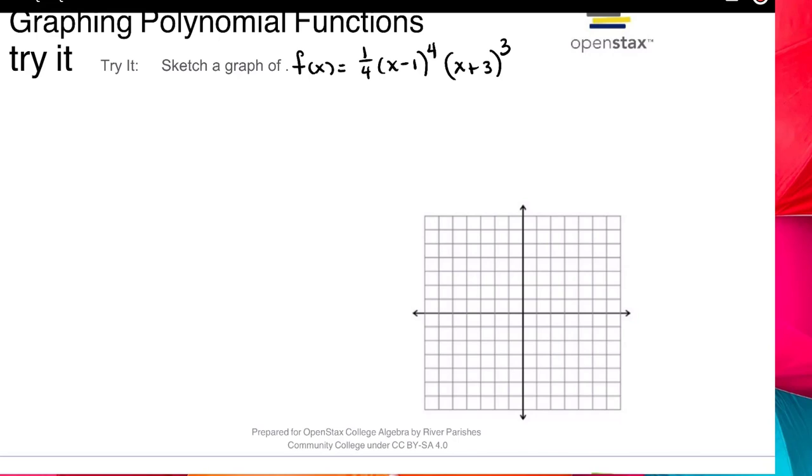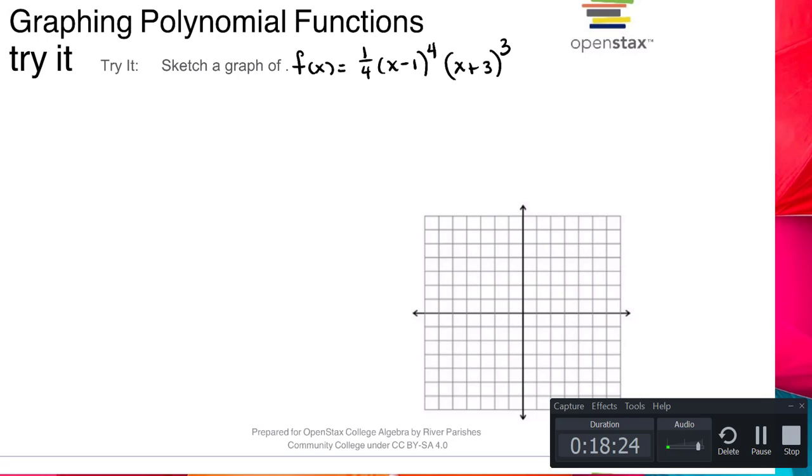Okay, so let's look at this. Try it. f(x) = 1/4 (x − 1)^4 (x + 3)^3. So find the zeros, find the y-intercepts, find the multiplicities, figure out that behavior, figure out the end behaviors, and see if you can sketch the graph. And when you're finished, come back and we will check it.